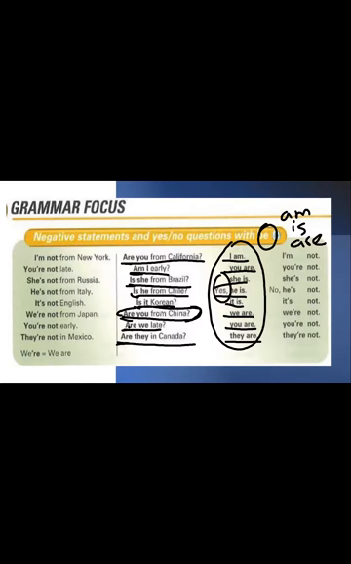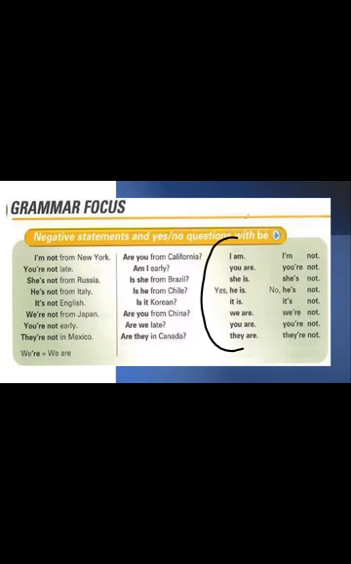Very good. But these are positive answers. Estas son respuestas positivas. Now let's see negative answers. Veamos las respuestas negativas. Si las respuestas para esto son negativas, you say, for example, are you from California? No, I'm not. Am I early? No, you're not. Is she from Brazil? No, she's not. Is he from Chile? No, he's not. Is it Korean? No, it's not.